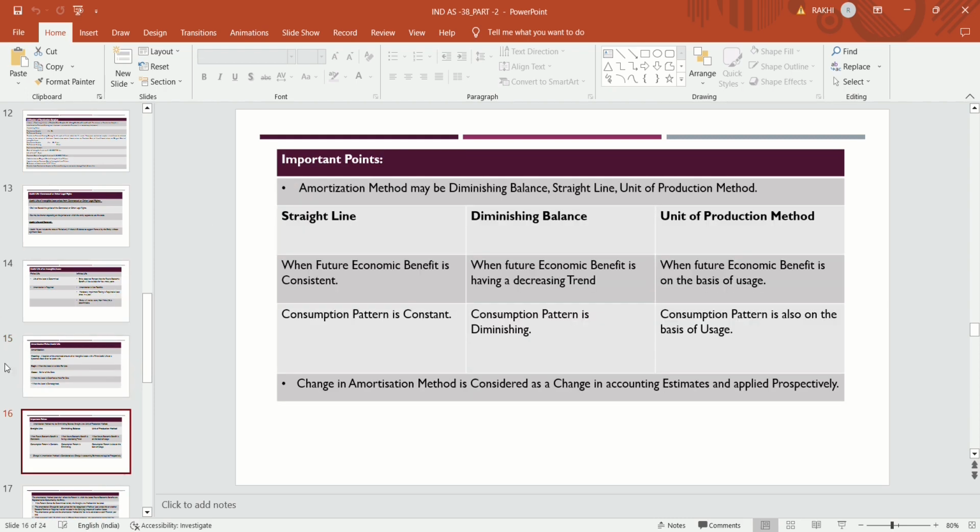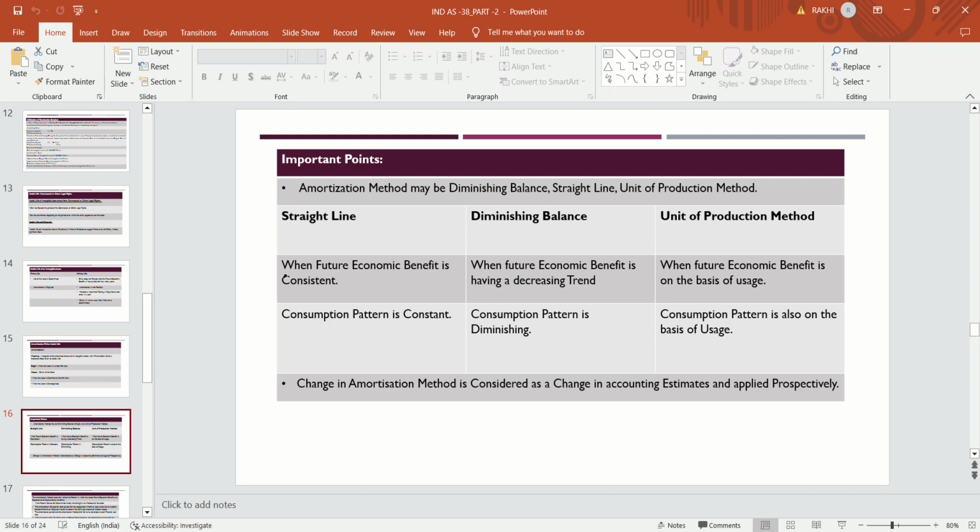Now, some of the important points related to amortization. There are three methods of amortization: the diminishing balance method, that is the WDV method, the straight line method, and the unit of production method. As we had discussed in case of fixed assets, that is PPE, in Ind AS 16, there are three methods of depreciation: WDV, straight line, and unit of production method.